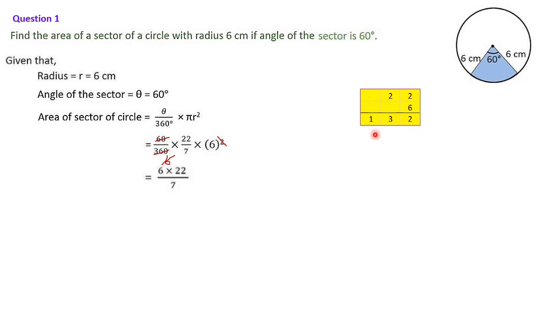Just to multiply, okay, please don't copy this one. 6 twos are 12, remainder 1, 6 twos are 12 plus 1 is 13, so 132. That is 132 divided by the denominator 7 centimeter square. We can keep it as it is, 132 divided by 7 centimeter square. That is the area of the sector.